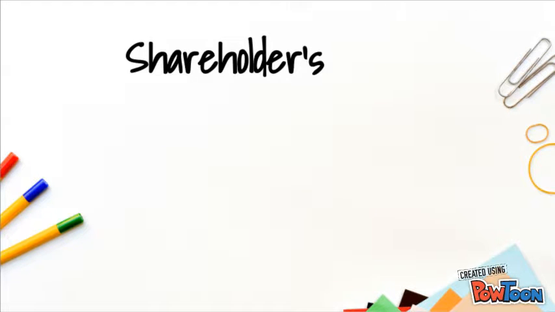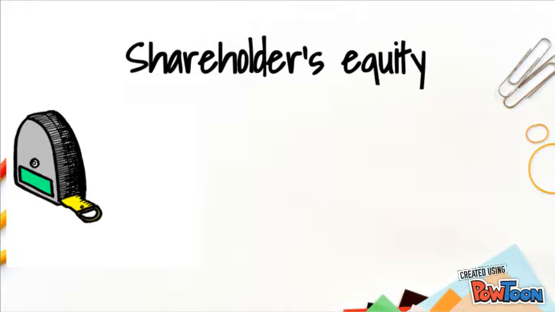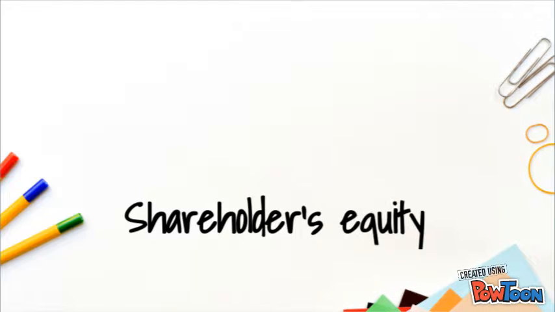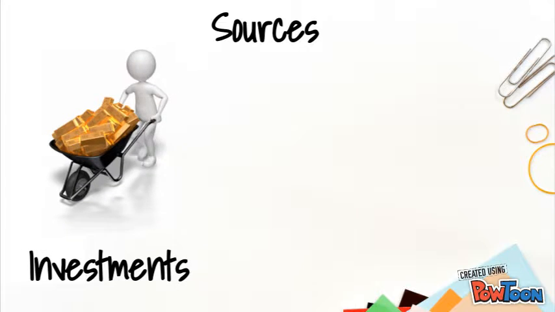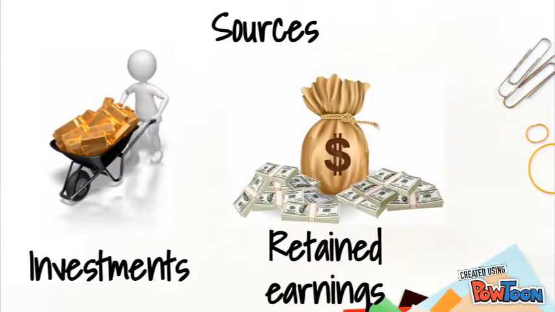The other term is shareholders' equity. Shareholders' equity is a measure of a company's net worth and is calculated by subtracting liabilities from assets. Shareholders' equity is obtained from two sources. The first source is money that was originally invested in the company, as well as later investments. The second source is from retained earnings.